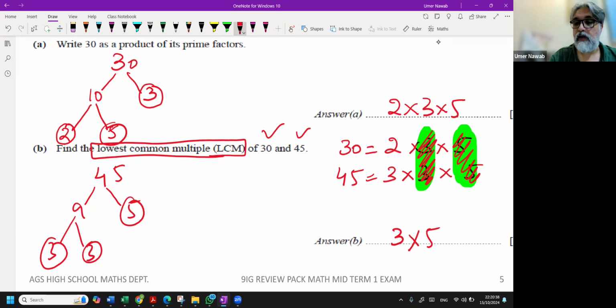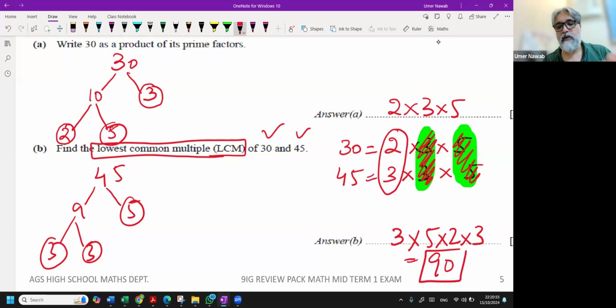No, LCM. So for LCM, you need to copy all the remaining ones. So 2 times 3. So the answer will come to you guys when you multiply them. 3 times 15, 5, 15, 15 times 2, 30, 30 times 3 is 90. So 90 is the least common multiple of 30 and 45.